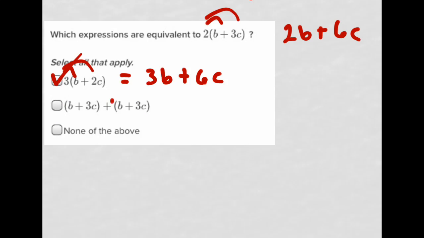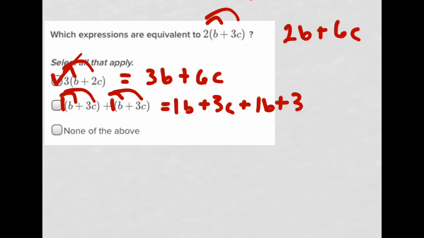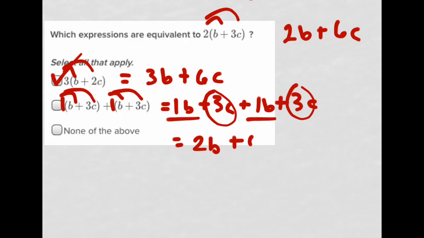What about this one, though? Remember when you have nothing in front, it's like a 1. So if I distribute, I get b, or 1b plus 3c. And then distribute that one, and I get 1b plus 3c again. And I'll combine like terms. 1b, that's 2b. And then 6c plus 6c. Oh, this one also works. So you got to be careful. So both of those answers work.